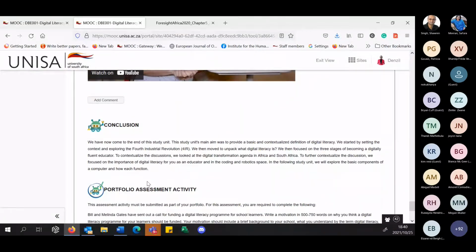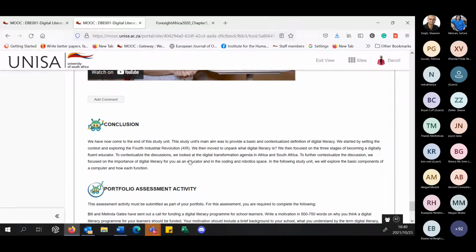And then we look at the conclusion just to capture what we looked at: defining digital literacy, unpacking the concept, unpacking it for educators, what it means for educators, what it means for the African context, the South African context, and then what it means in the teaching space and coding and robotics. That's our journey of how this two-hour session would have taken you through.